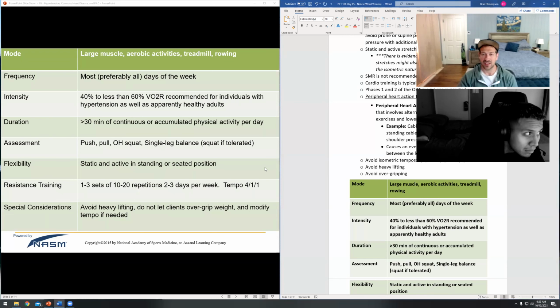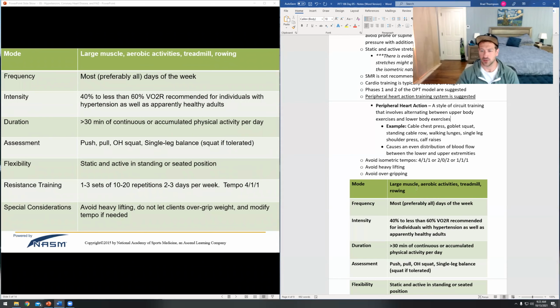Then I just got to look at my sets and reps, right? So what are some of our other rules? We like a peripheral heart action circuit training that involves alternating between upper body and lower body. And you can see here's a really similar workout to the one we just built, just minus the arms.